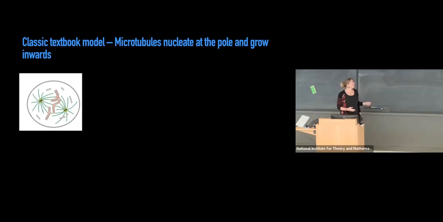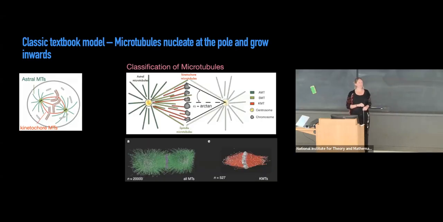So the very easy thing: you can just take your textbook and look at how a spindle looks. And you notice that there seem to be subgroups of microtubules. There are kinetochore microtubules here in red, and there are astromicrotubules that connect to the cortex. So the first step could be to go back to your data and see, can I identify those types of microtubules?